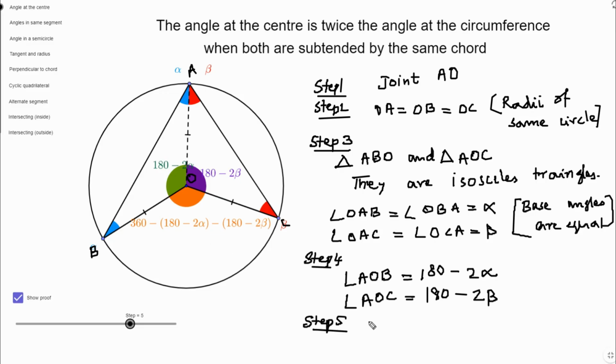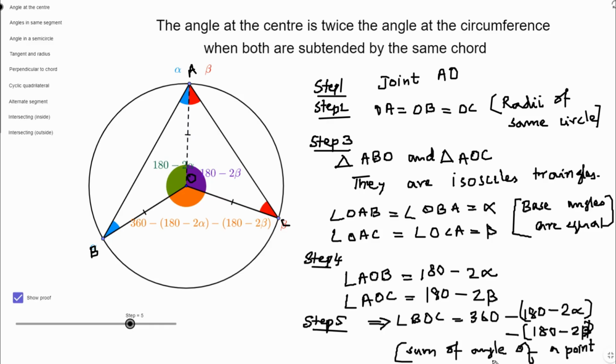Step 5 is angle BOC equals 360 take away 180. It should be in brackets because two terms are there: 2 alpha, and again take away, in brackets, 180 minus 2 beta. So we have to write the reason in the bracket: the sum of the angles at a point is 360.